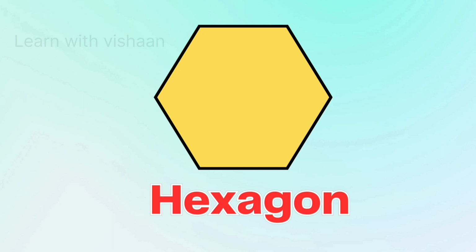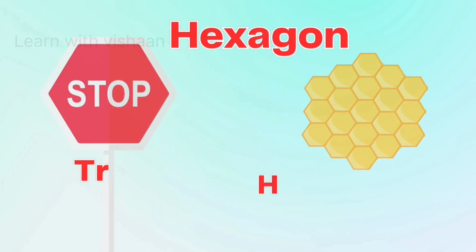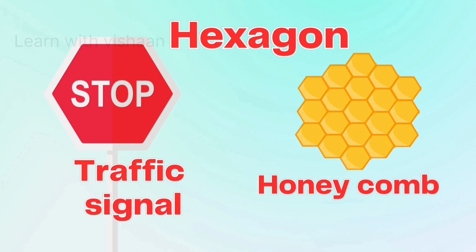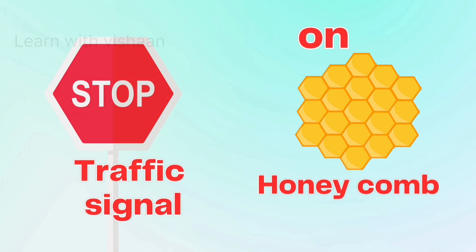Hexagon, hexagon. Examples of hexagon: stop, traffic signs, honeycomb.